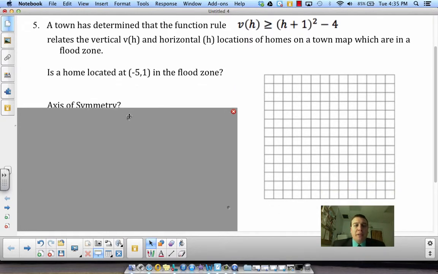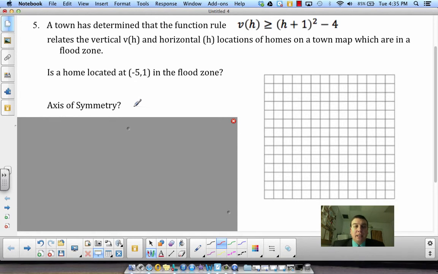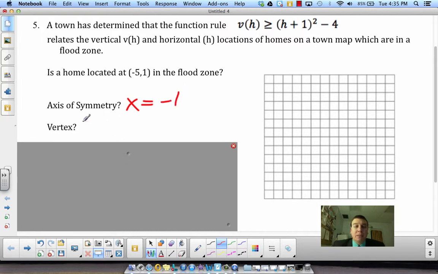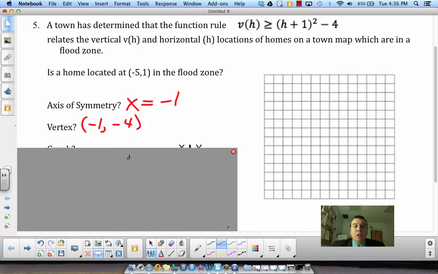So what do we have to figure out? We've got to determine where the axis of symmetry is. So if I look here, my axis of symmetry is going to be at x equaling -1. And then where would my vertex be? Well, we know it's going to be -1 for here. And then I look over here, -4. Alright, so now we've got to deal with graphing it.